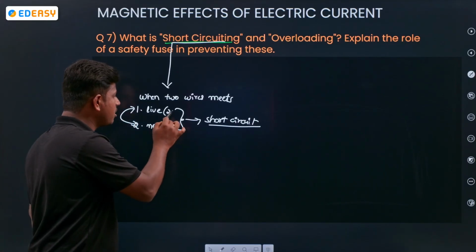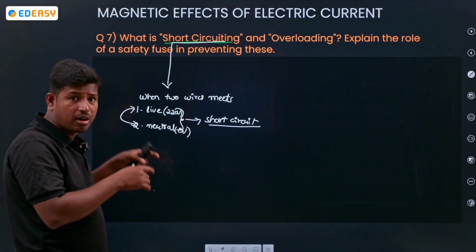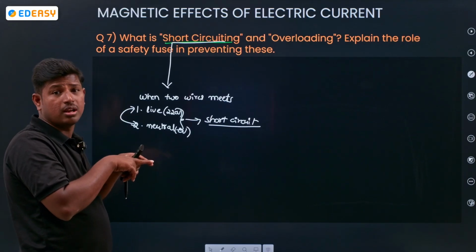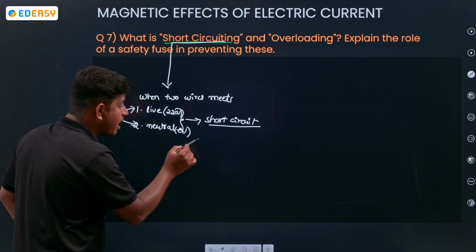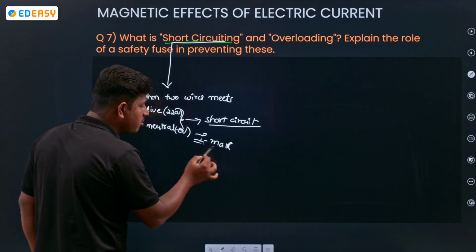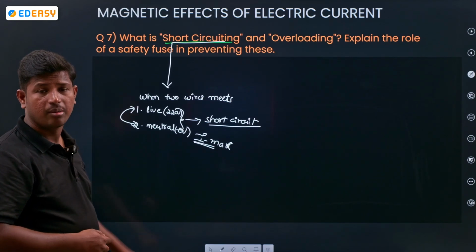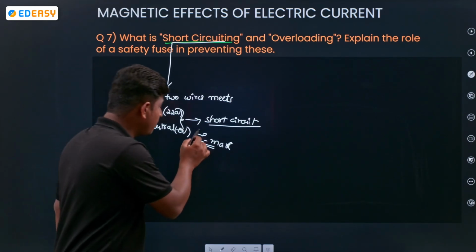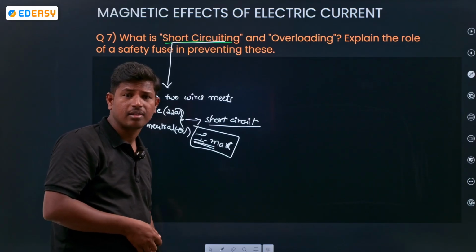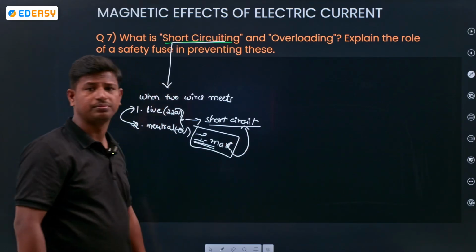Live wire potential how much? 220. Neutral wire potential 0. If you combine these two, you get a short circuit. If it is short circuited, the maximum amount of current passes through the circuit. If the maximum amount of current passes, it means resistance is zero. Current is maximally passing, right? Because of this short circuit.